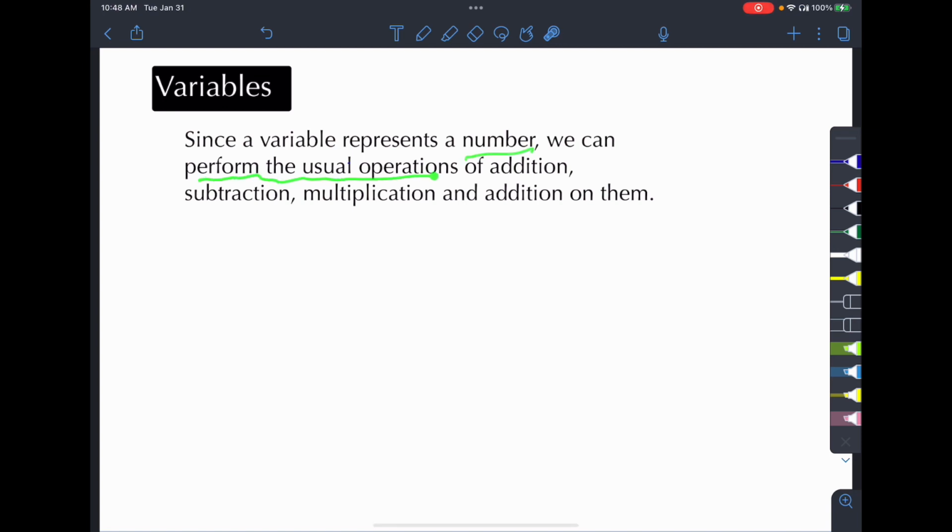So a variable represents a number. We can perform the usual operations of addition, subtraction, multiplication, and, oh, I wrote addition twice. That should read division. Because a variable is a number, we can do operations on it. Now, because we don't know what the number is, we can't actually perform the operation, but we can write down the operation. So let's say we have a variable x and it's a number. We can certainly add another number, let's say 1, to it.